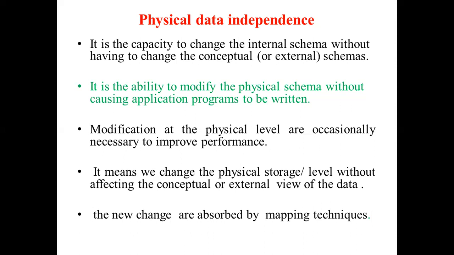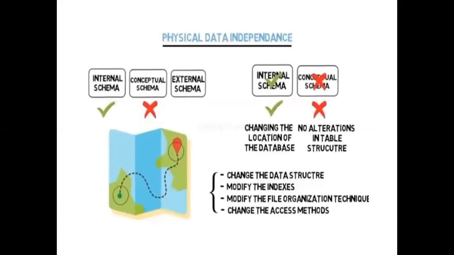Modifications at the physical level are occasionally necessary to improve performance. It means we change the physical storage or the levels without affecting the conceptual or the external view of the data. If we change, the new changes are absorbed by the mapping technique. For example, if we move the data, here in the physical data, what happens? I will try to explain with a figure over here.